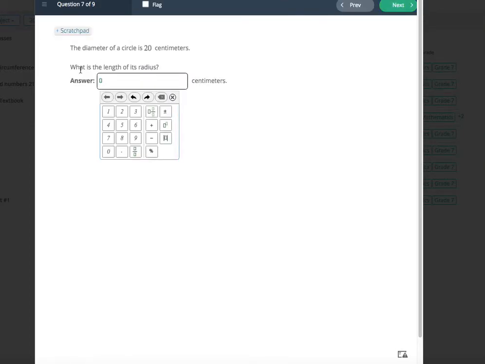All right. What is the length of the radius? So the diameter of a circle is 20. The radius has to be 10 because again the radius is half the diameter.